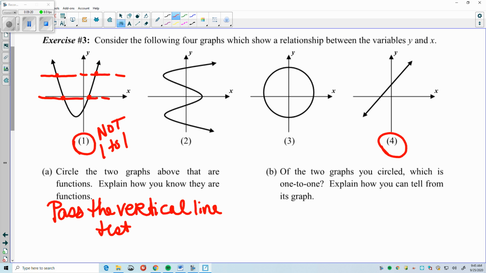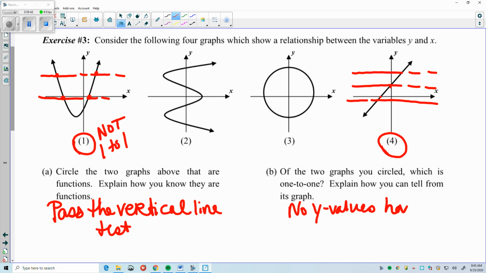But over here, I don't have a repeated y value. Nowhere do I have another point that's the same y value. Notice the type of drawing that I'm doing on this to check out that y value. Okay. So I would say number 4 is going to be our one-to-one function because none of our y values have occurred more than once.